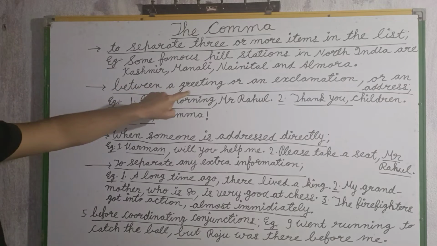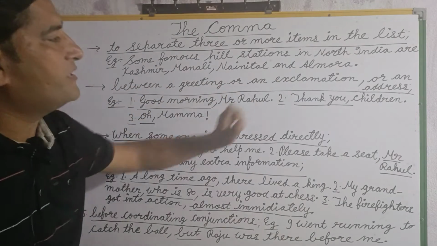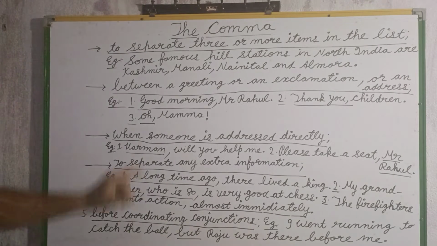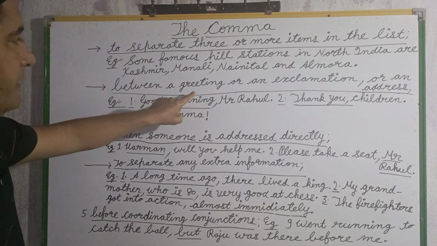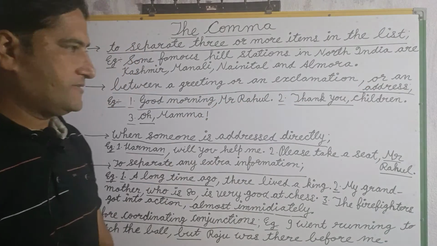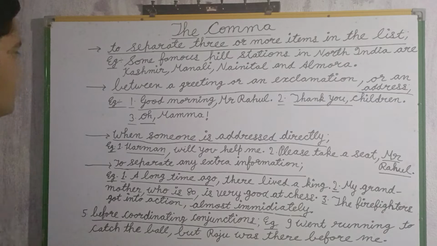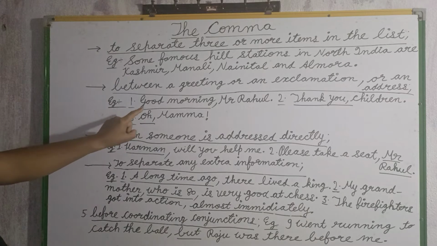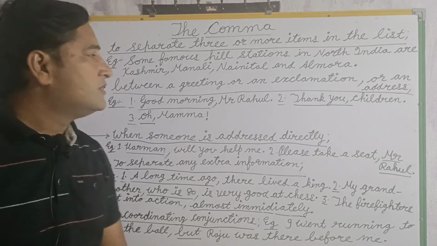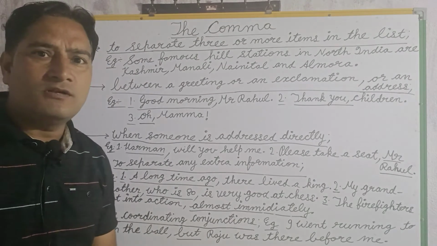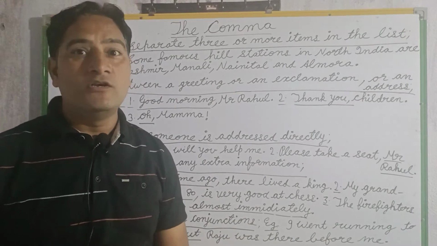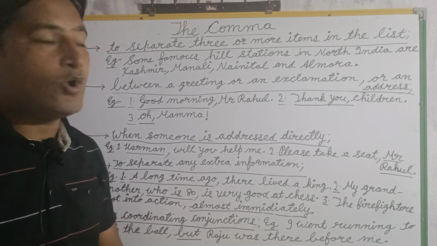Between a greeting or an exclamation or an address. So a comma is used between a greeting or an exclamation or an address. How? Let's see. The examples are: good morning Mr. Rahul, good morning Mr. Manish, good afternoon Rahul sir, good evening Mahesh sir. So like that we need to use a comma.